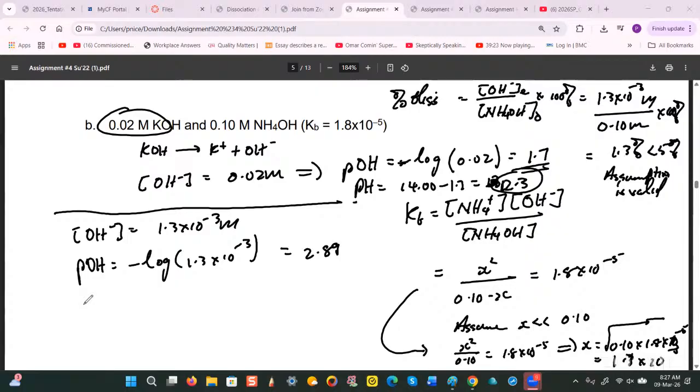Now that we have the pOH, then we do what? The pH would be 14 minus. Exactly, we find the pH. So the pH will be equal to 14.00 minus 2.89. So let's see what that gives. According to my calculation, this works out to be equal to 11.11.